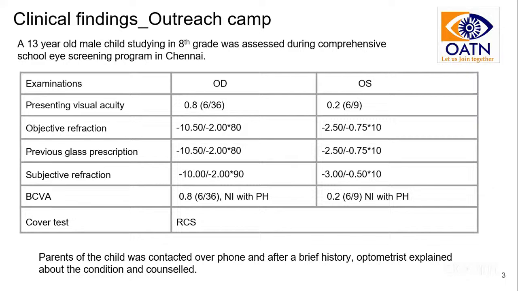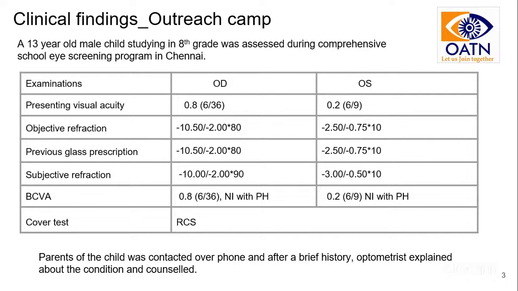Objective refraction and previous class prescription showed minus 10.5 with minus 2.80 in the right eye and minus 2.5 with minus 0.75 in the left. The subjective refraction revealed minus 10 with minus 2 cylinder across 90 in the right eye and minus 3 with minus 0.5 cylinder across 10 in the left eye. His best corrected visual acuity was 6/36 in the right eye with no improvement with pinhole, and in the left eye 6/9, with no improvement with pinhole. Cover test reveals right converging squint.